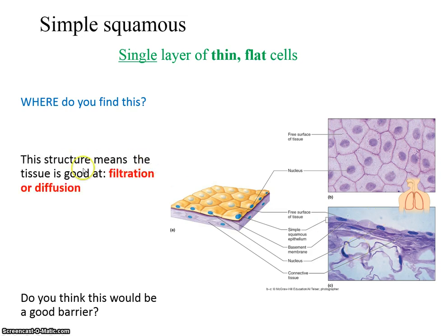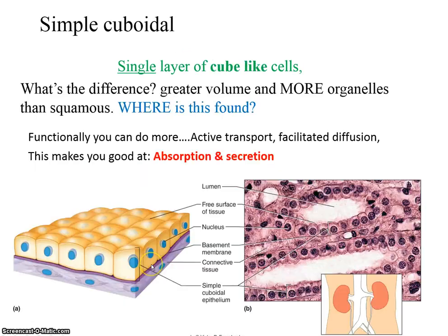The structure means the tissue is good at filtration or diffusion, as I said. It can be used to prevent abrasions between organs, so this is part of our serous membrane as well. Okay?